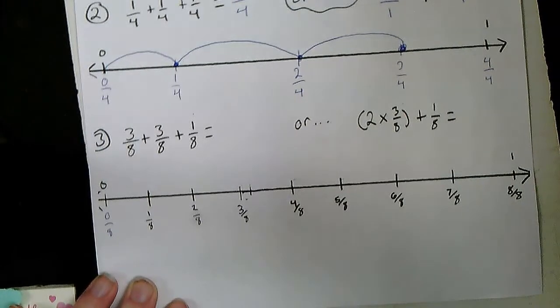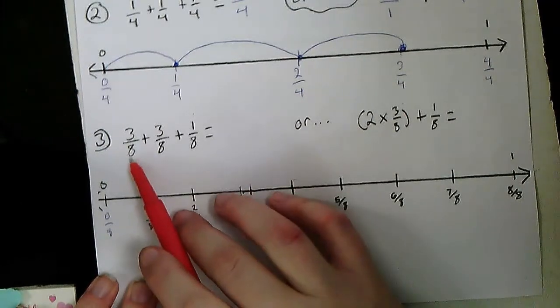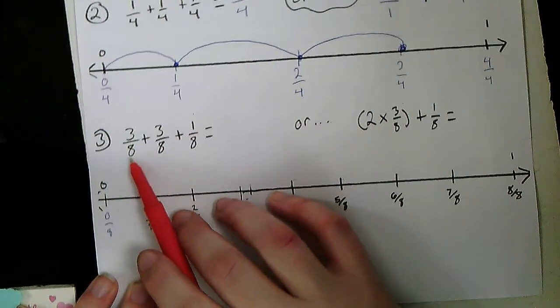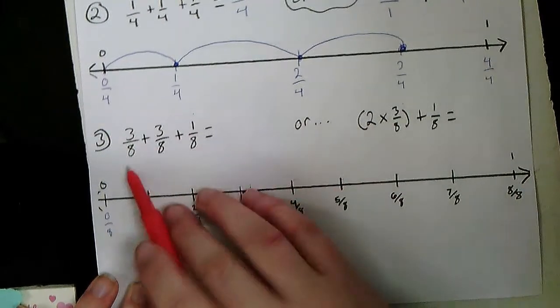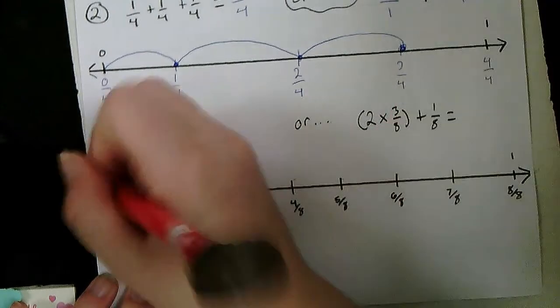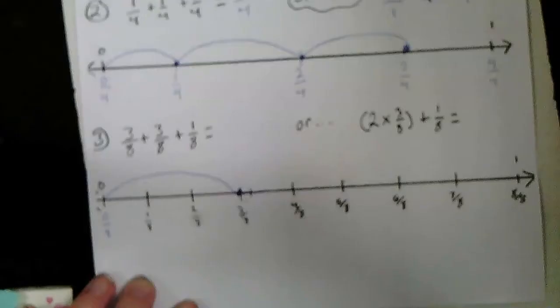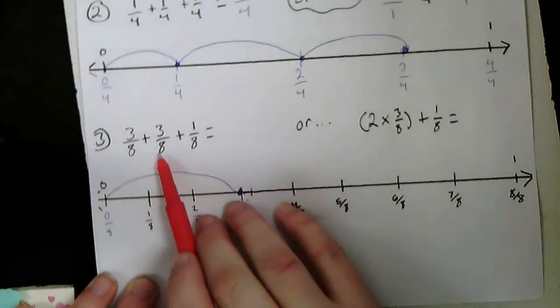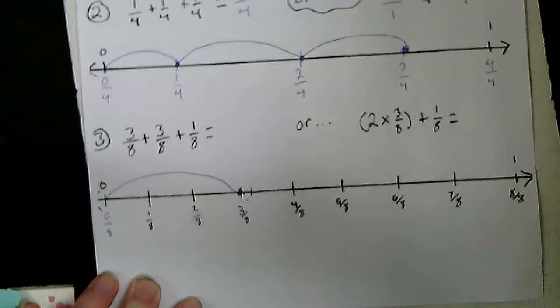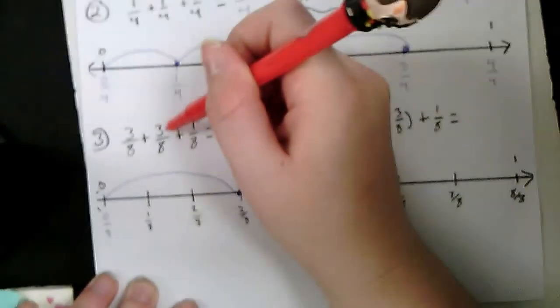So now what we need to do is find a spot to start on the number line. I'm going to start at 3/8 because that's my first number in my addition problem. So I'm going to jump ahead to 3/8, which is right here on my number line. But I need to add another 3/8. So since I'm adding another 3/8, that means that I need to move an extra 3 spaces.